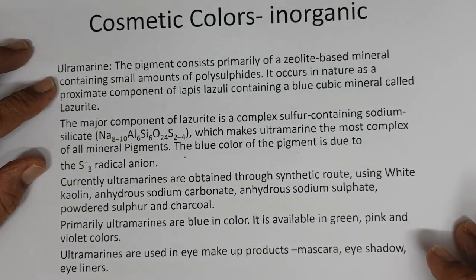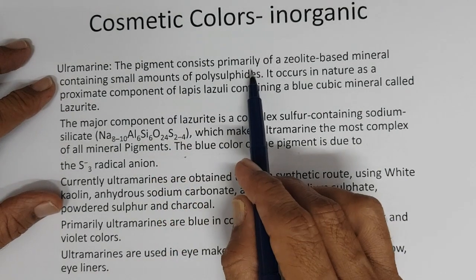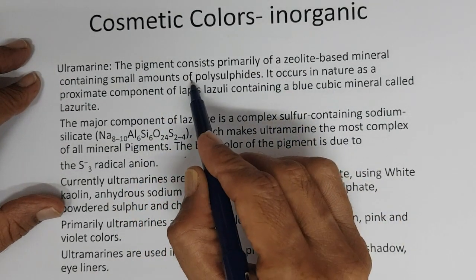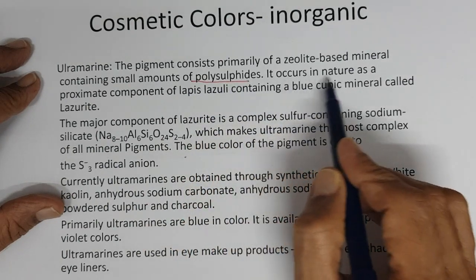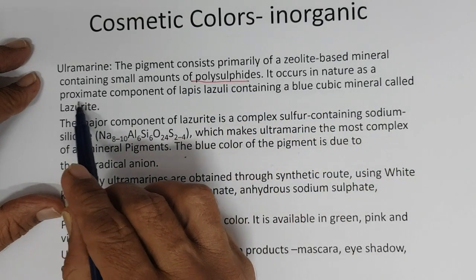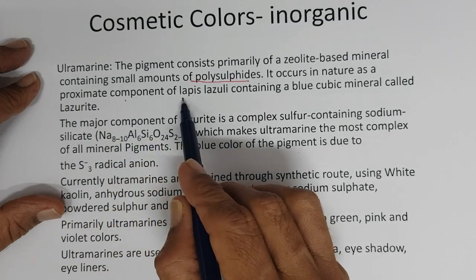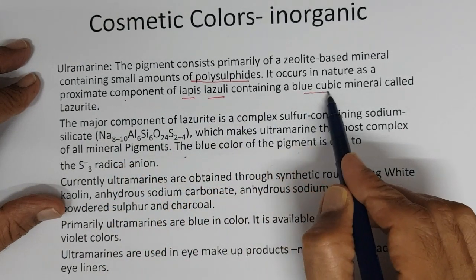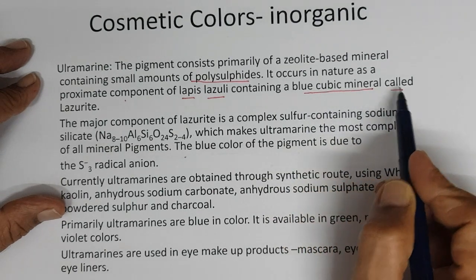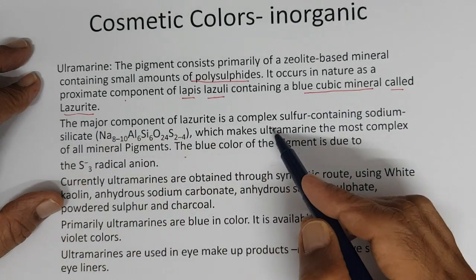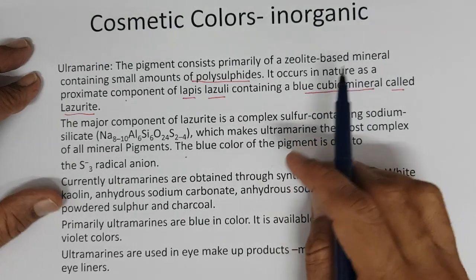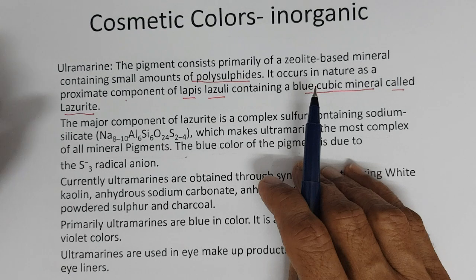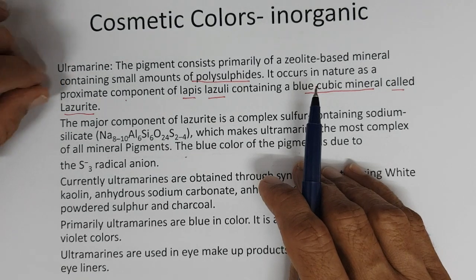Ultramarines, the pigment consists primarily of a zeolite based mineral containing a small amount of polysulfides. It occurs in nature as the prominent component of lapis lazuli, containing a blue cubic mineral called lazurite. Are the ultramarines mined like this? No, because this is very, very expensive.